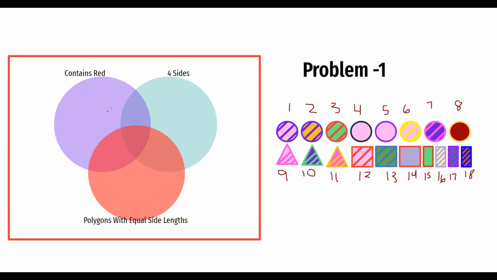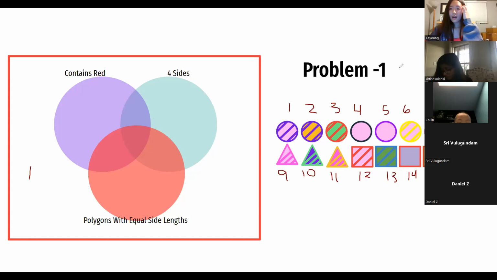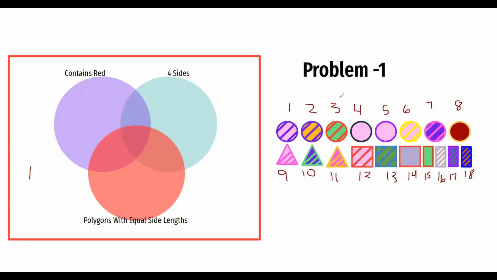Anyways, number 1 does not have 4 sides, so it's not a polygon with equal side lengths. And it does not contain red. So starting with number 1, it's not going to belong. I'm sorry, number 1. Number 2 does not have red, does not have 4 sides, does not have equal side lengths. Sorry, number 2. Number 3, yay, it has red, but it's a circle, so it doesn't go in here. So number 3 goes here.